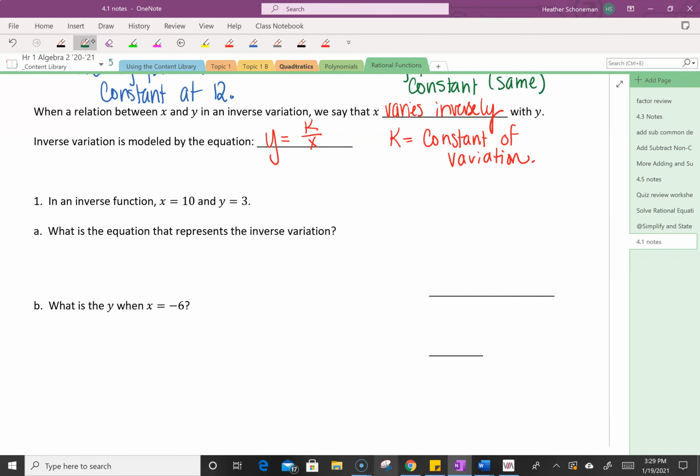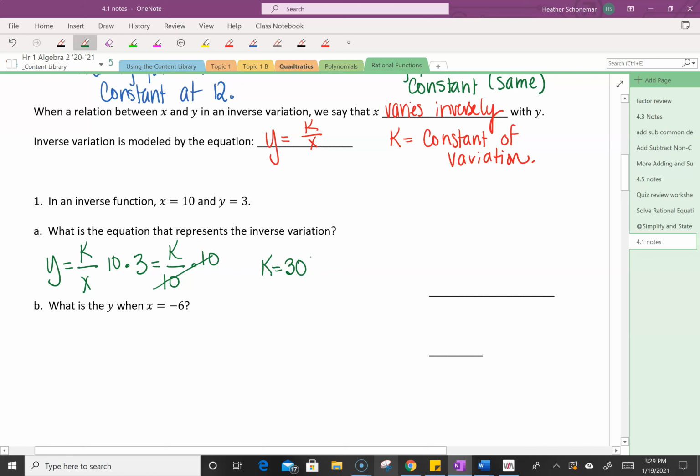So on example 1, it says that we have an inverse function, and they give us x is 10 and y is 3. So they're giving us one specific scenario. In this specific case, x is 10 and y is 3. So using that information, figure out what the equation was to get us that information. Well, we know the equation that we have to work with is y equals k over x. So we know y is 3. We don't know k, but we know x is 10. So to solve for what we don't know, we're going to multiply both sides by 10, so k is just 30.